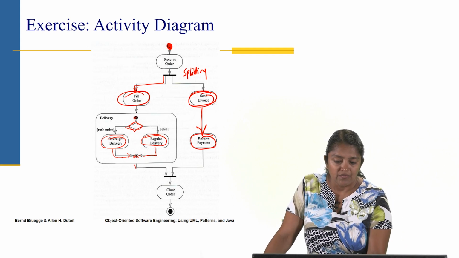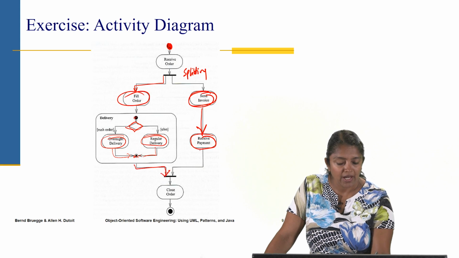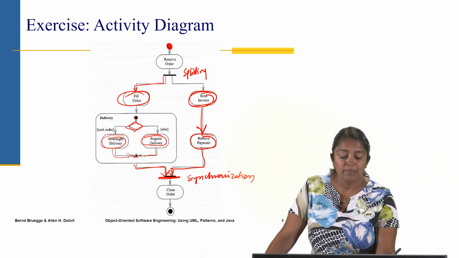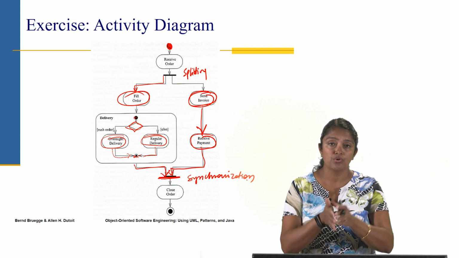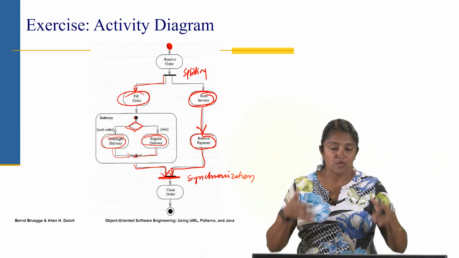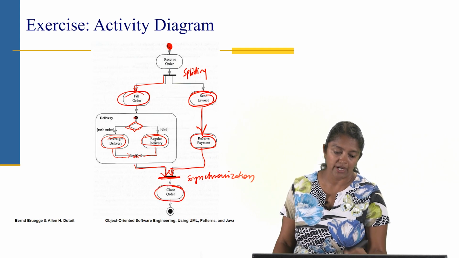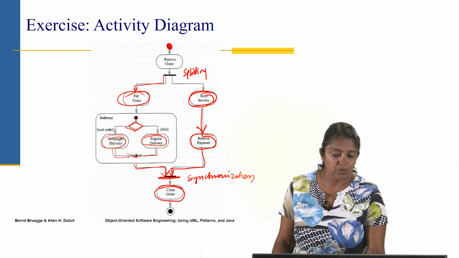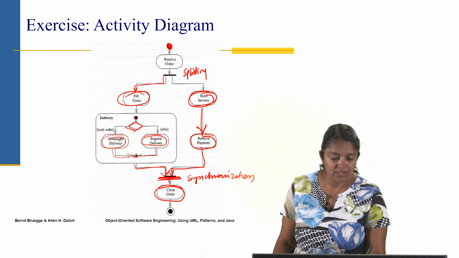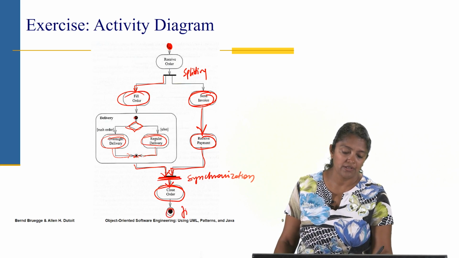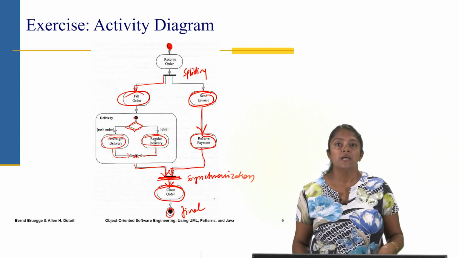Now from there, when delivery is completed and when the payment is received, again we are waiting for synchronization. So there's the synchronization symbol, because the flow of control was split into two threads. So we want to make sure both threads are complete before we get to close order. When both threads are complete, the last activity is close order, and that's the final activity.